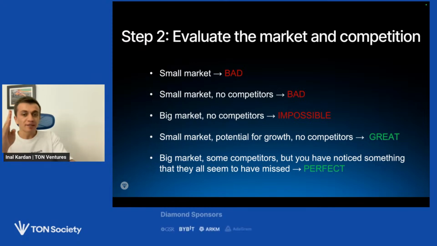Which of these two categories do I fall under? Is it a small market but with potential growth and no competitors, or is it already a big market? There are some competitors, but we have noticed something. If this is the latter case, you have to say what you have actually noticed and what your secret sauce is.